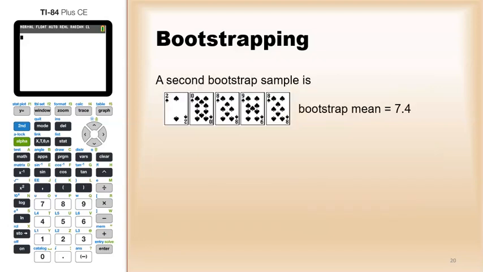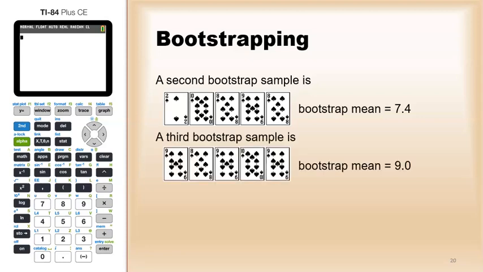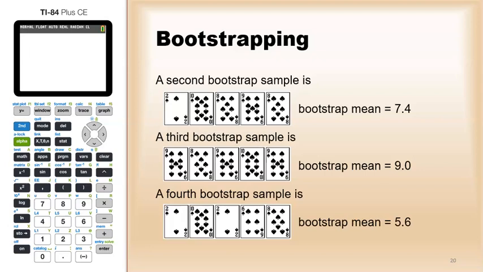Now I might try this again. And now suppose I get 2, 10, 8, 9, 8. This comes out to be a bootstrap mean of 7.4. I can do it again. You see 9, 8, 9, 10, 9. That's a bootstrap mean of 9. I can do it again. I get 2, 10, 2, 6, 8. The bootstrap mean is 5.6. So I take those 5 cards and draw with replacement. So sometimes some values will repeat, though it doesn't have to.